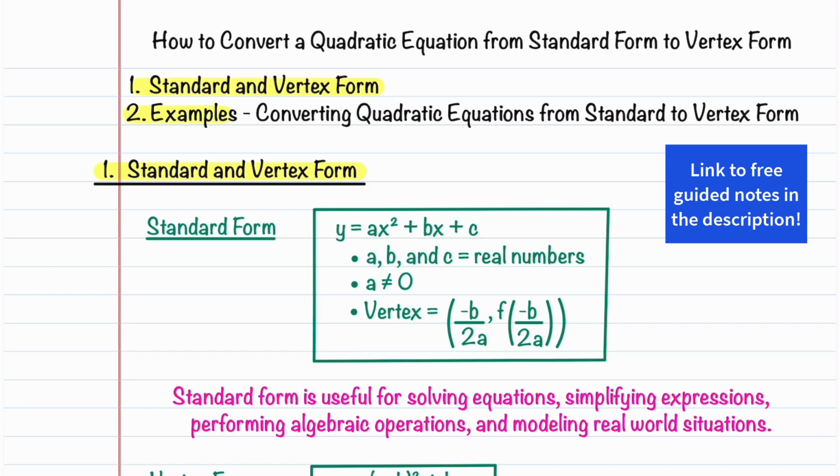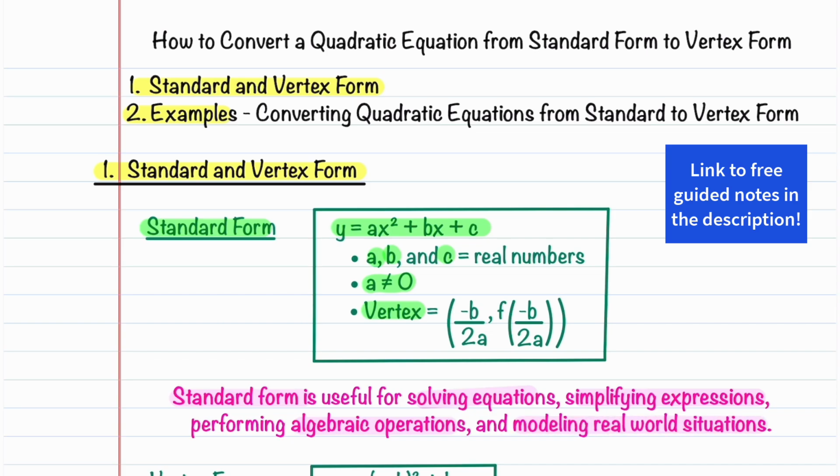A quadratic equation written in standard form looks like this. It's written as y is equal to ax squared plus bx plus c. A, b, and c are all real numbers, and a is not equal to 0. The graph of a quadratic equation is a parabola, and you can find the vertex of the parabola from this formula. Standard form is useful when you solve equations, simplify expressions, perform algebraic operations, and often when you model real-world situations.